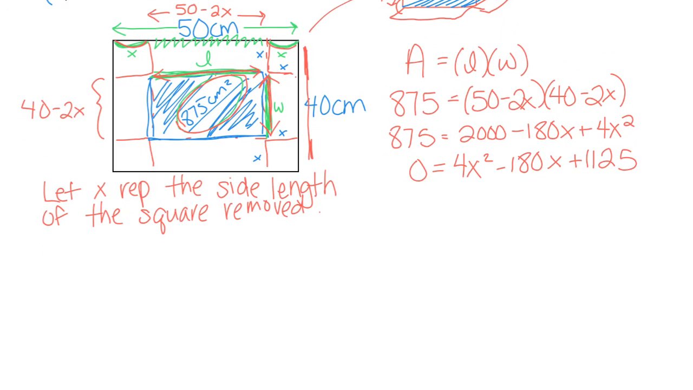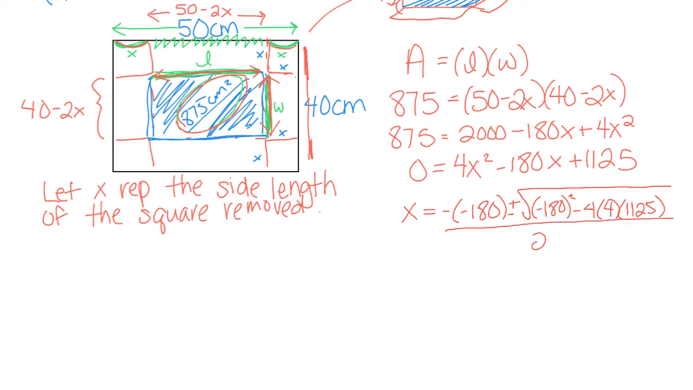I can choose any one of my tools to solve here. I'm going to use the quadratic formula. So I get negative 180 plus or minus the square root of negative 180 squared. Make sure you put brackets around that negative 180, minus 4 times 1,125, all over 2 times 4. Okay, so I get x is equal to 180 plus or minus, and you should be practicing with your calculator on this part right here.